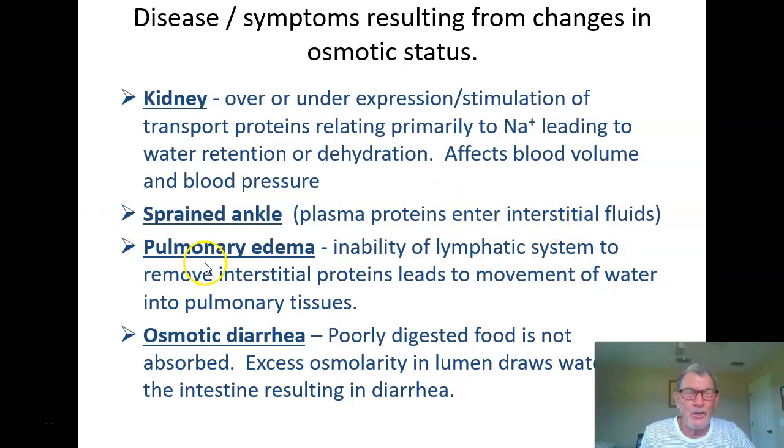Pulmonary edema we're going to talk about later. Osmotic diarrhea, though, happens if you don't digest food properly. Instead of absorbing the food and having the water pulled by osmosis, the food stays in your intestine. It pulls more water into the intestine and you have diarrhea. Okay? You want your food to get absorbed so that it will help your water get absorbed, not the other way around.